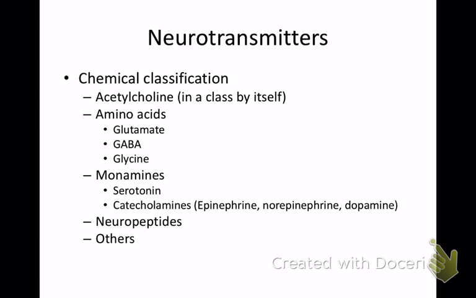Okay, neuropeptides. What's a peptide? It's a little short chain of amino acids. So not a single amino acid, but a little group of amino acids. Okay? So you just need to know that they're in that class. And then others. What we're finding is that there are some gases that have neurotransmitter effects. That just blew everybody out of the water. We just flat didn't know that until it was discovered.